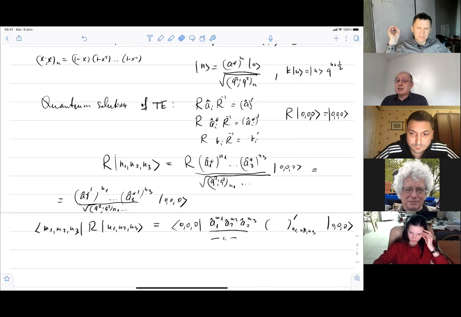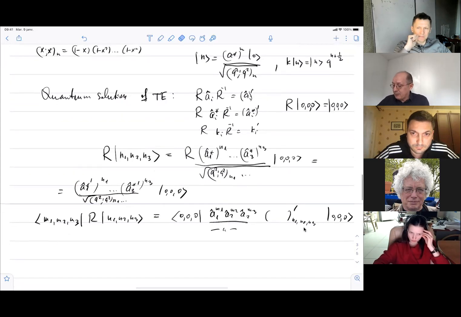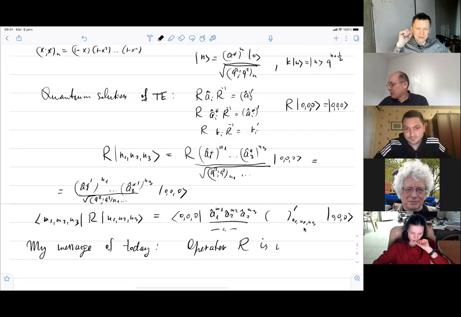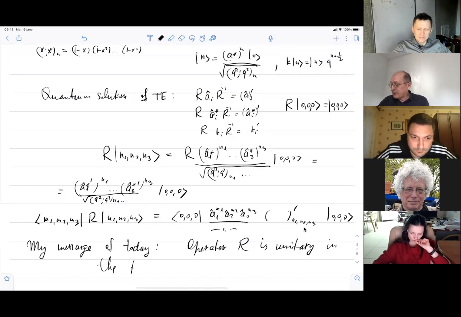I'm talking about all this because I have a message to add to this picture. So my message, the claim, the message of today: the operator R is unitary in the Hilbert space L2 of Z positive to the power 3.